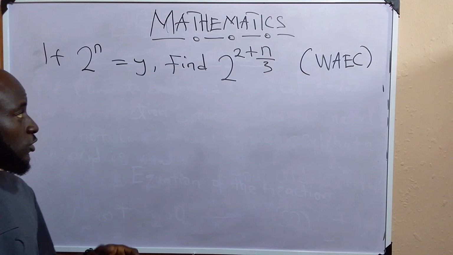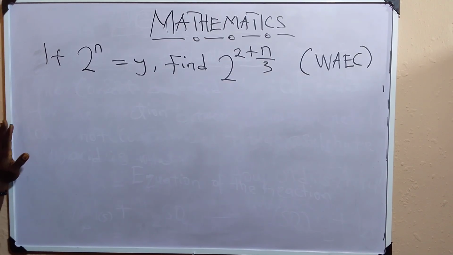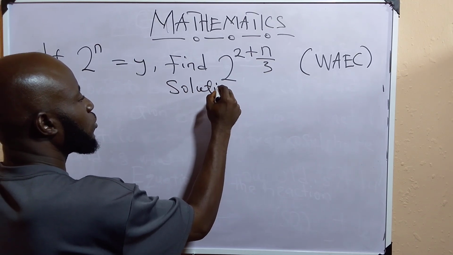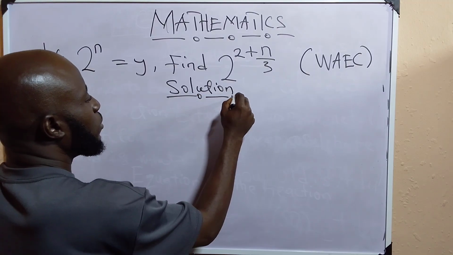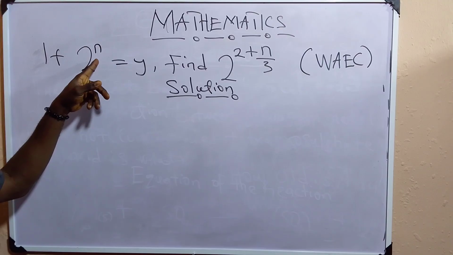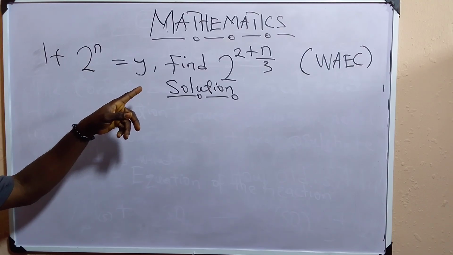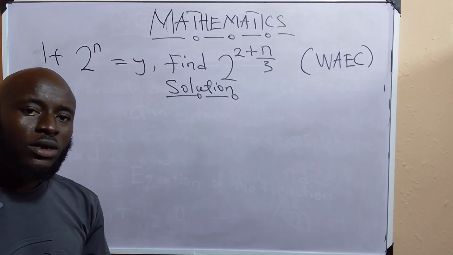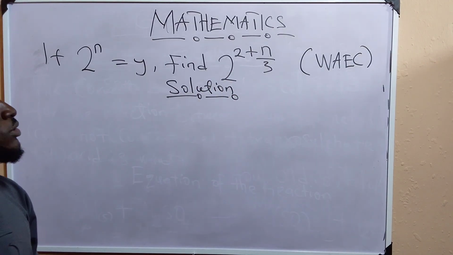Are we there? So remember, I always tell you guys that in every problem there must be a solution. In every problem there must be a solution. So you are given that 2 raised to the power of n is equal to y. You should find 2 raised to the power of 2 plus n all over 3.